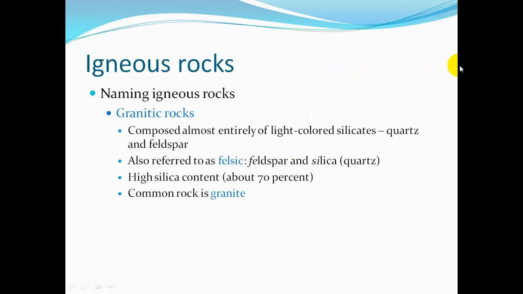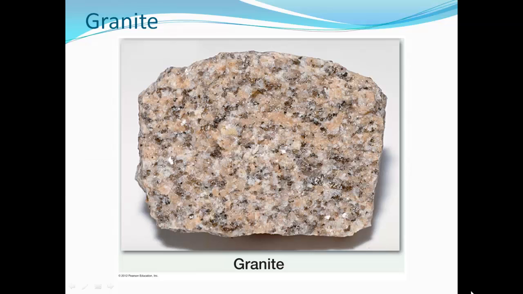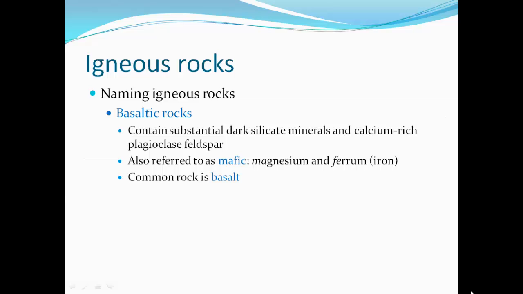Okay, so naming our igneous rocks. Our granitic rocks are mostly the light-colored silicates, quartz and feldspar. We refer to them as felsic, which is just putting together the words feldspar, fel, and the sil in silica for the quartz. So felsic, high silica content, about 70%. A common rock we know of is granite. Here's a picture of granite again.